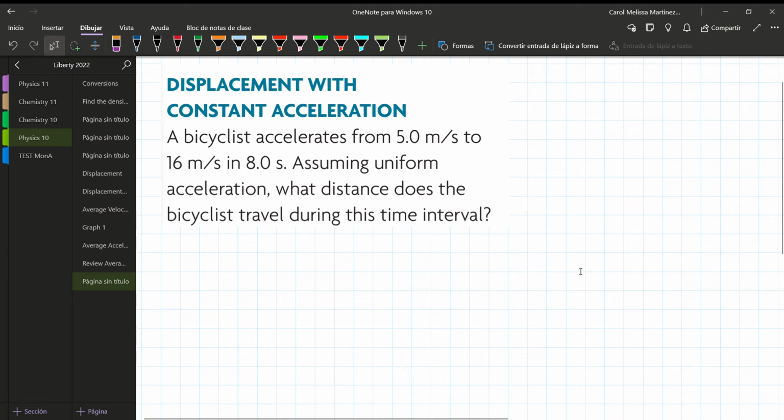Displacement with constant acceleration. It is a topic that we started this week. Do you remember the formula that we're going to be using for this topic? It's a very simple formula. It's not the triangles. Okay, it says displacement with constant acceleration. In this topic, the formula is not the formula for acceleration.